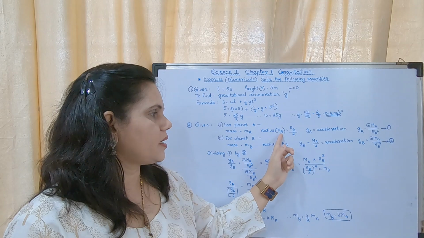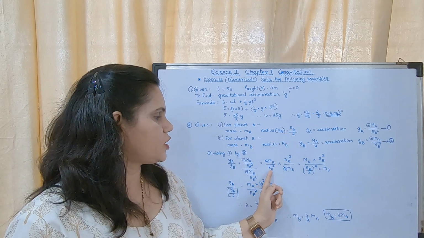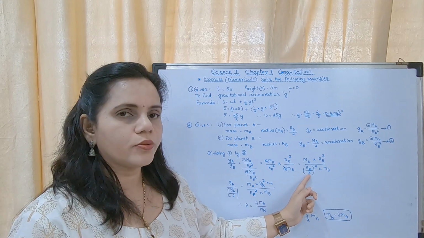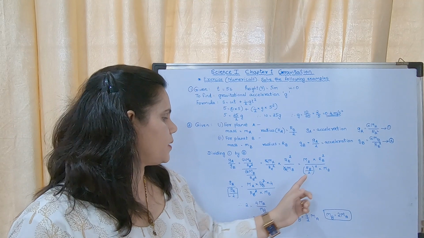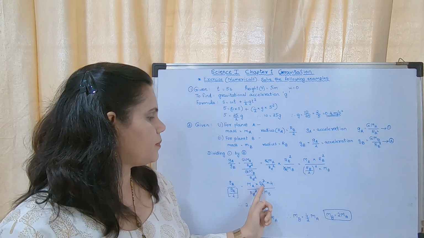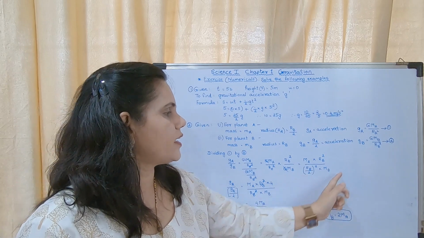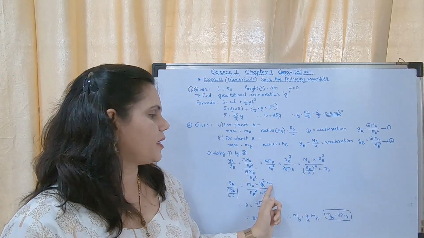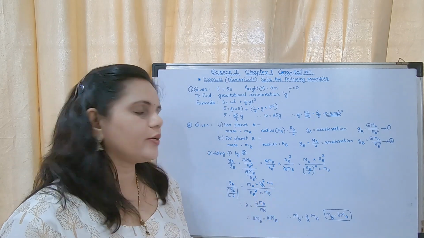Why have I taken that? Because RA is equal to RB upon 2. So instead of RA square, I have taken RB upon 2 the whole square into MB. So this becomes MA into RB square, into this 4, this 2 square, the 4 will come up and it will become here, yes, the numerator. So RB square into MB.